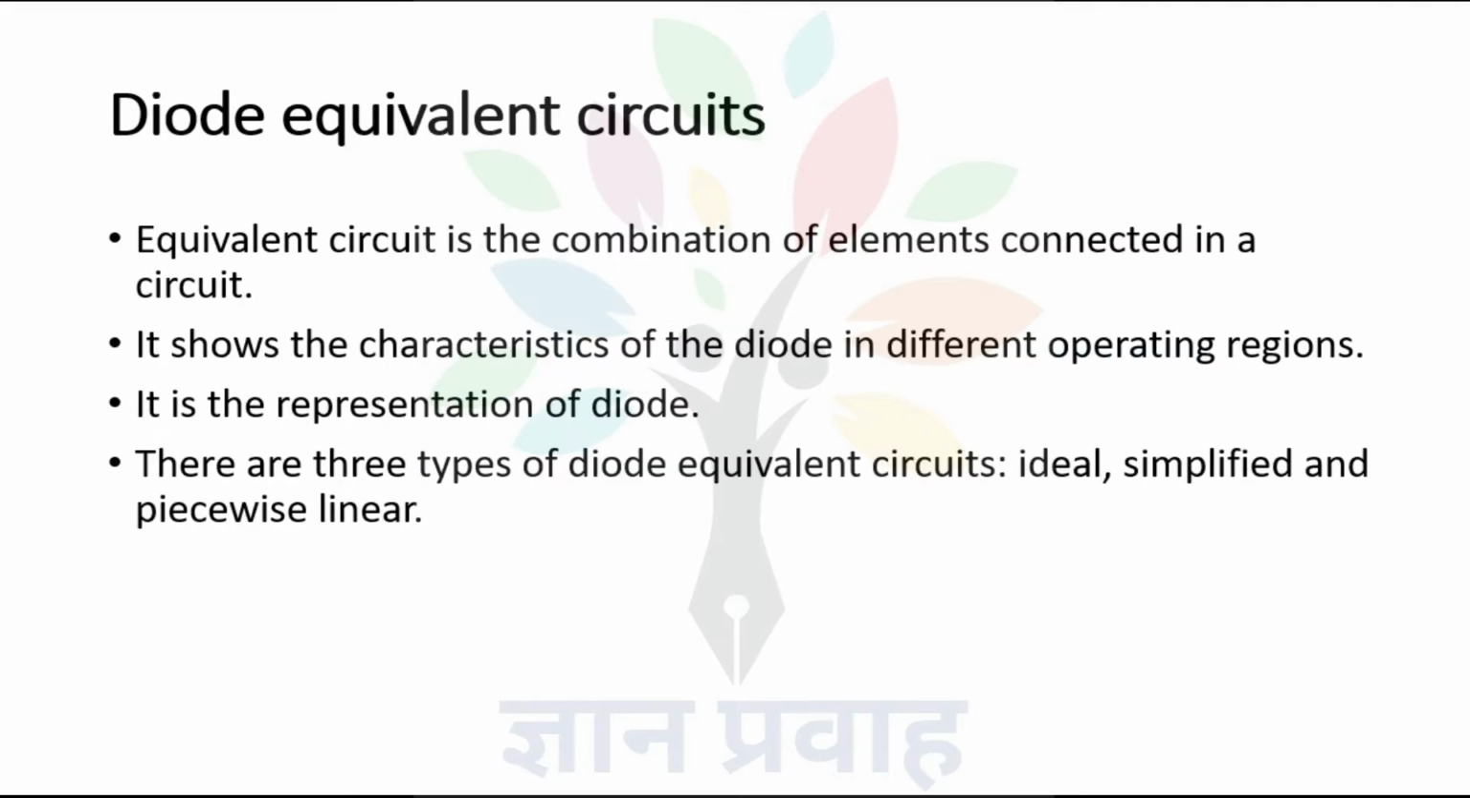Diode equivalent circuits. These are the combinations of different elements which are connected in a logic circuit. Diode equivalent circuit represents the nature of p-n junction diode, and depending on this nature of p-n junction diode, the characteristics of the p-n junction diode is different for different diode equivalent circuits. Basically there are three diode equivalent circuits, and these are ideal, simplified and piecewise linear equivalent circuits. So we will discuss ideal, simplified and piecewise linear circuit.